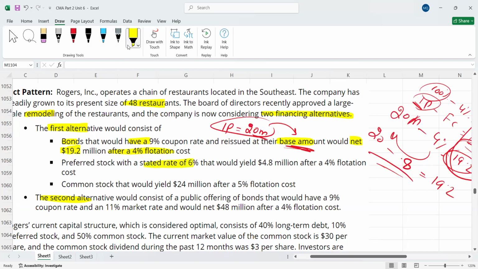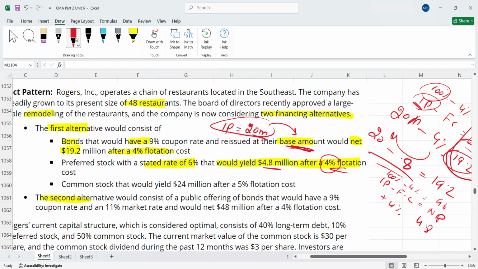with the stated rate of 6% would yield 4.8 million after a 4% flotation cost. Okay, so same way we can calculate this gross amount, because this is after 4% flotation cost. Again, issue price minus flotation cost equals net proceed. So net proceed is given, 4.8 million, and flotation cost is 4%. So issue price we can calculate. Yes, same way we'll assume this is 100%. This is 4%, equals 96%.